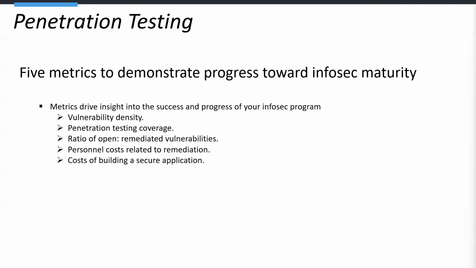So the next is the personnel cost related to remediation. So quantify the cost of remediation once a vulnerability is identified. The vulnerabilities found in production will cost much more to remediate than vulnerabilities found in development. So lastly is the cost of building a secure application.